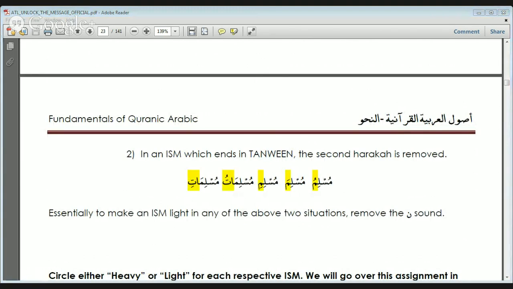Light, same thing. It lacks one of two things. The noon at the end is missing in una, ina, ani, or aini. Or does not end in tanween, i.e. has only one haraka at the end.